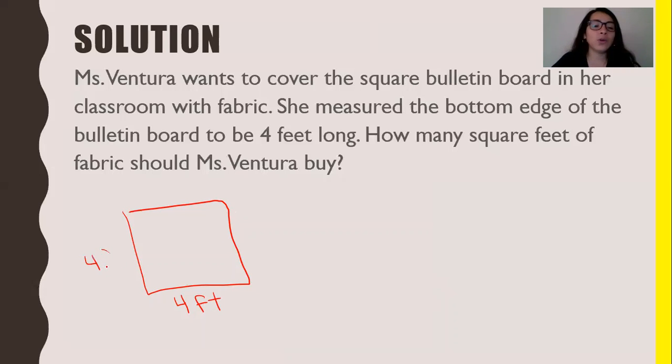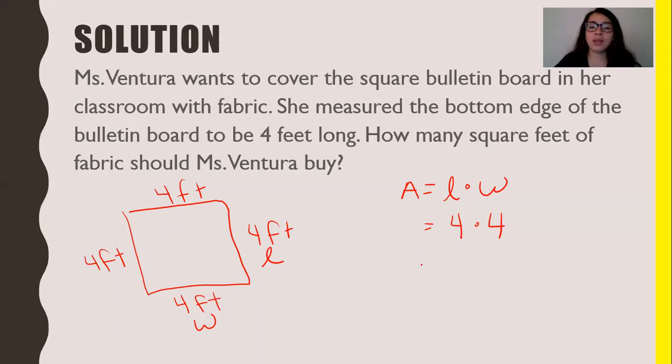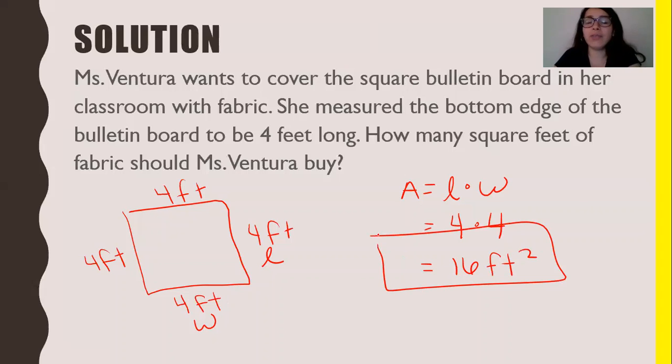Each side is 4 feet. Because if the bottom is 4 feet, remember that it's a square, all sides are the same. So this is my length, that's my width. Area is equal to length times width, meaning 4 times 4. I know 4 times 4 is equal to 16, and my units are feet squared. So that is my answer. I need 16 feet squared of fabric.